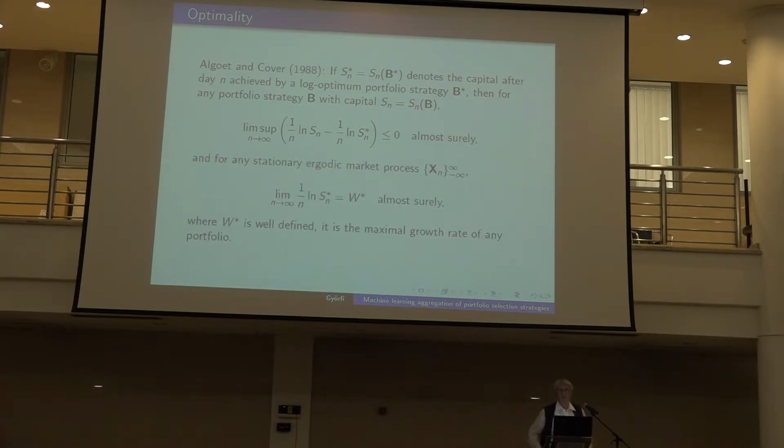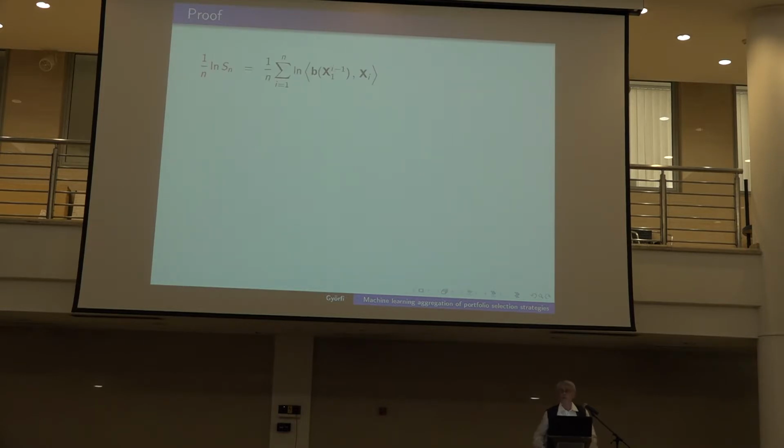Moreover, if the actual market process is stationary and ergodic, then we can calculate, at least in principle, this best growth rate, and this W star is the maximum growth rate of any portfolio strategy. So it's an extremely strong statement. And here's the proof.